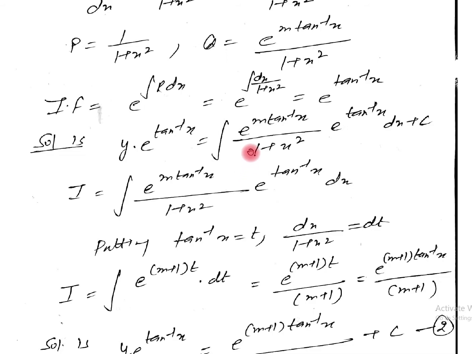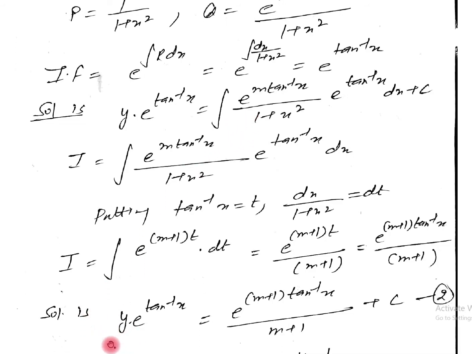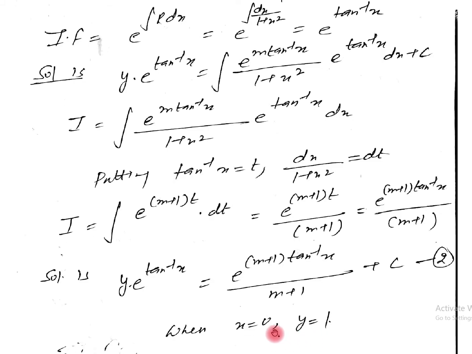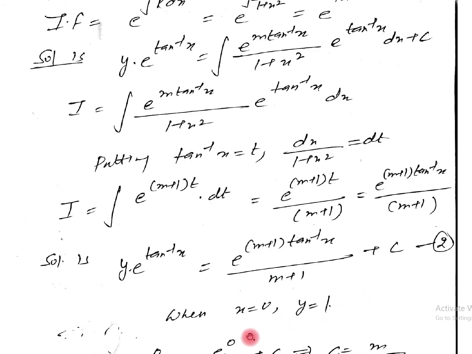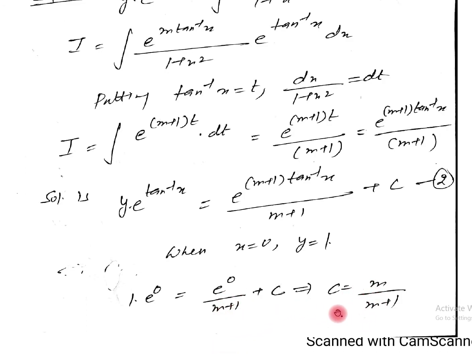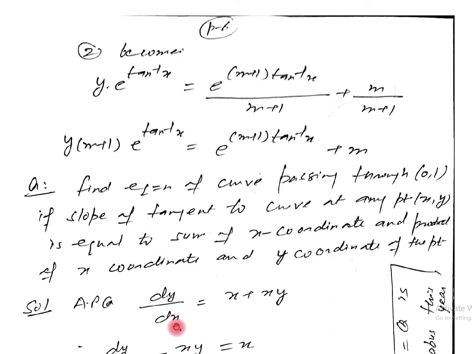Now putting the value of I here, we are getting the solution: y into e raised to power tan inverse x equal to e raised to power m plus 1 tan inverse x upon m plus 1 plus c. Now again the condition is given, when x is 0, y equals 1. Putting this value, we are getting the value of c here. So c is coming equal to m upon m plus 1. Putting the value of c in equation 2, we are getting the answer y into e raised to power tan inverse x equal to e raised to power m plus 1 tan inverse x upon m plus 1 plus, putting the value of c, m upon m plus 1.